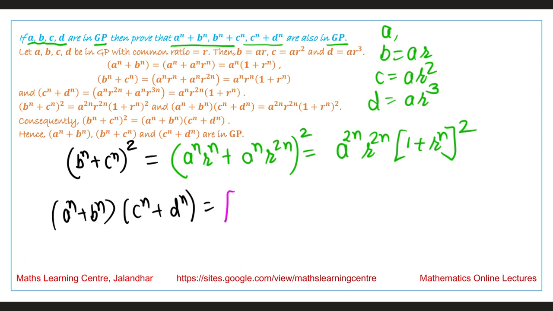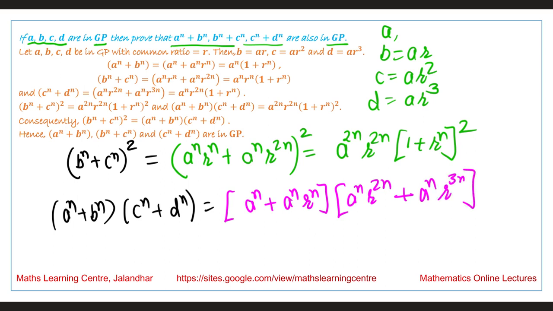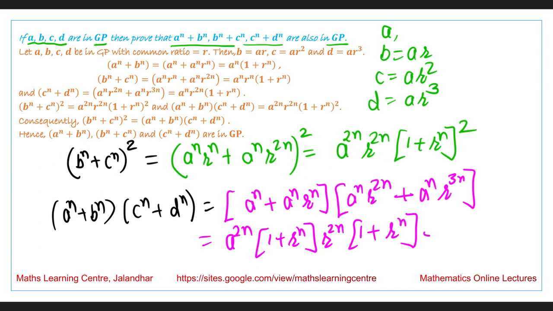From the next two terms we have a^n, meaning we are saying it is a^n + a^n r^n, then a^n r^{2n} + a^n r^{3n}. Now if we take a^n common from both of these, we obtain a^{2n}(1 + r^n). r^{2n} common, we are left with 1 + r^n, and what we obtain is that both these values are equal to each other.